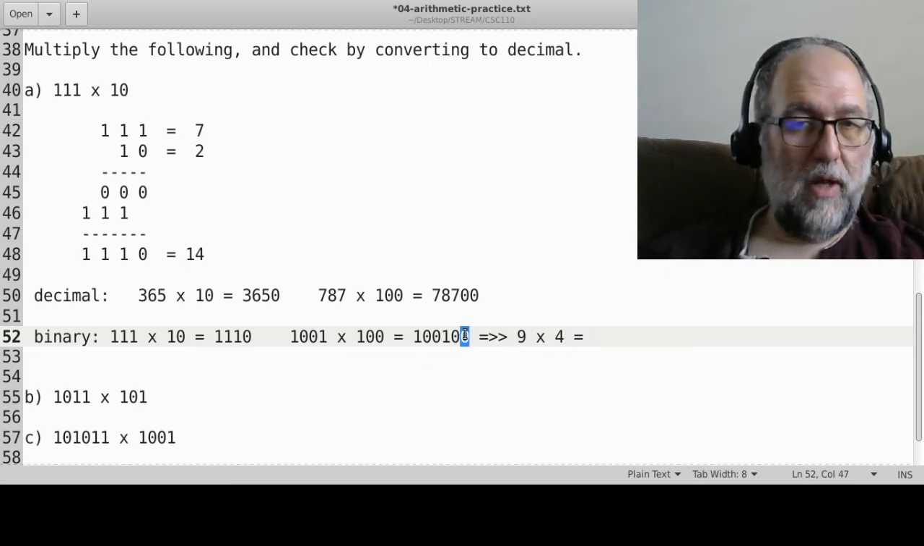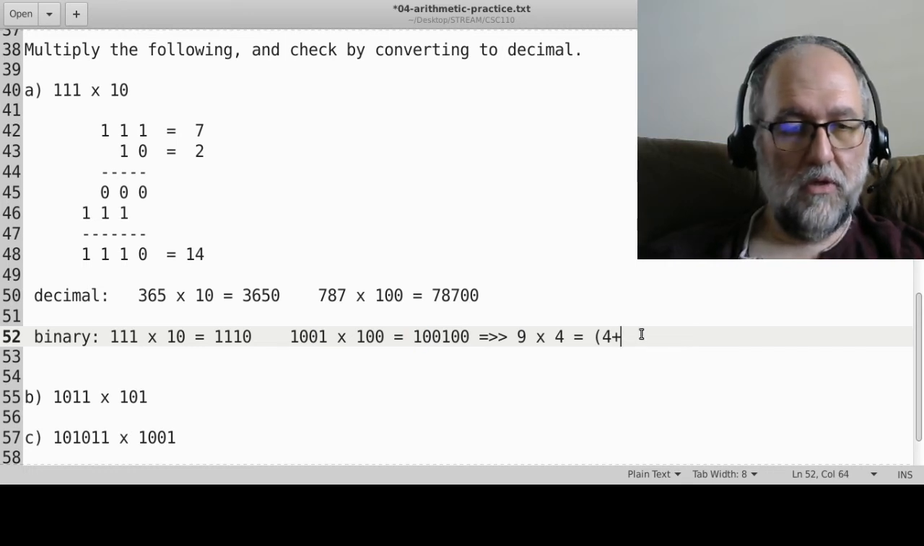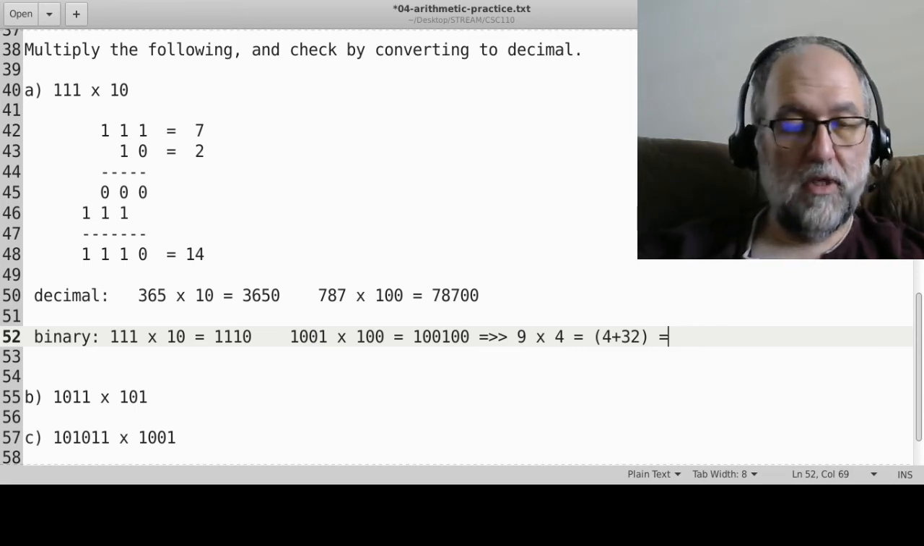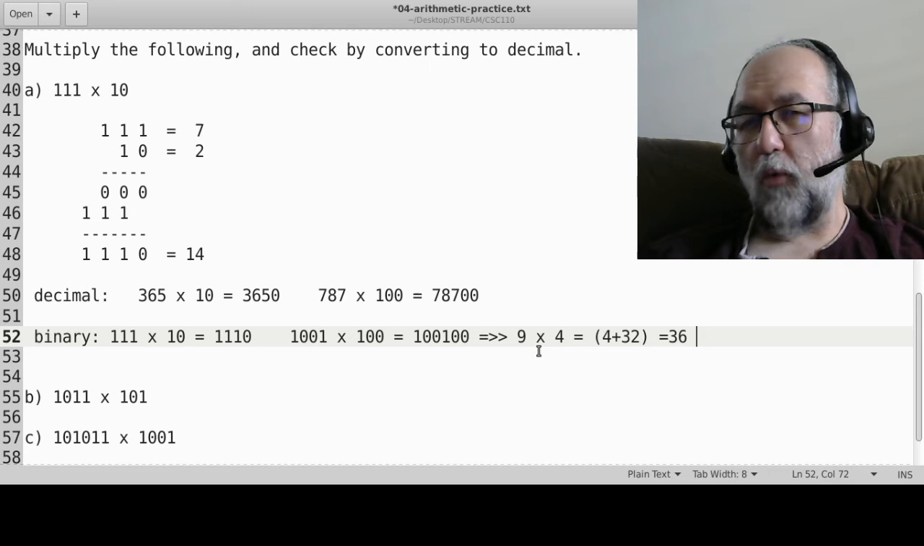Let's see here. So that's the 1's column. That's the 2's column. There's the 4's column. So in your answer, you should have a 4. And then, so that was the 4's column. That's the 8 right here. 16 and 32. Okay. So there's 32. And you say, okay, so what is 4 plus 32? That's 36. And did that work?